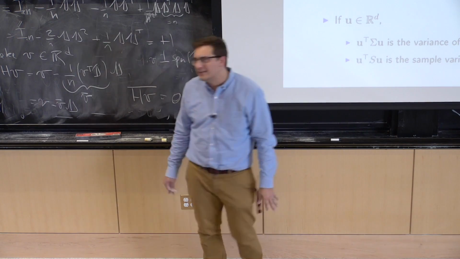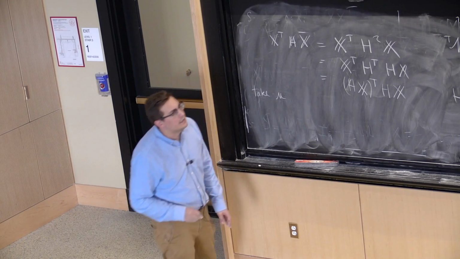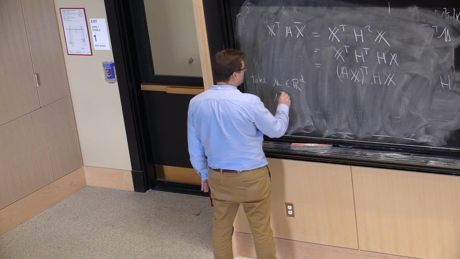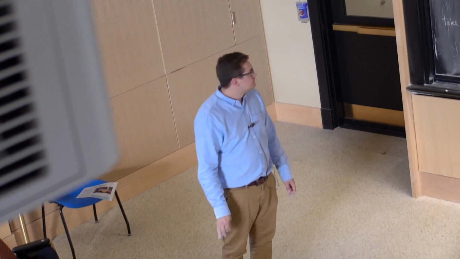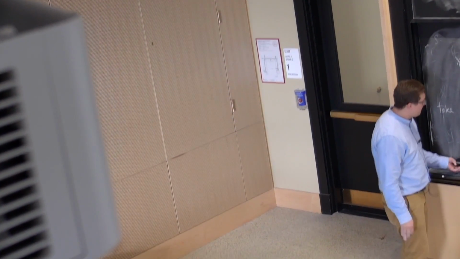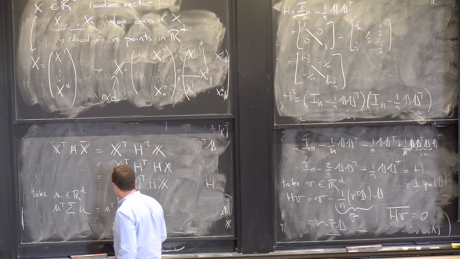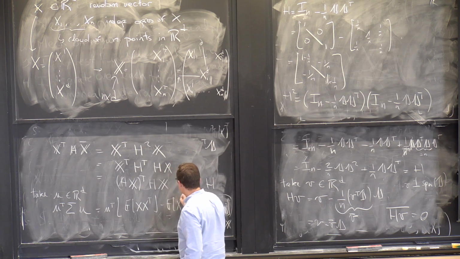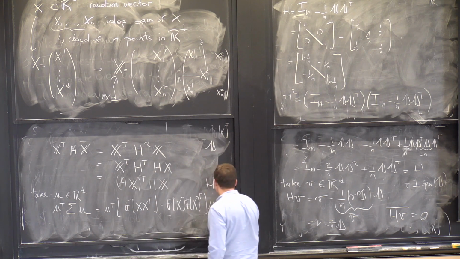Because what's happening is that if I look at this quadratic form, so I take a vector u, let's say in R^d, and I look at u transpose sigma u, what is this doing? Well, we know that sigma is the expectation of (x minus the expectation of x) times (x minus the expectation of x) transpose, right? So I just substitute in there.